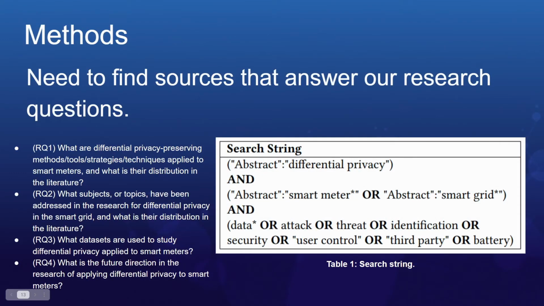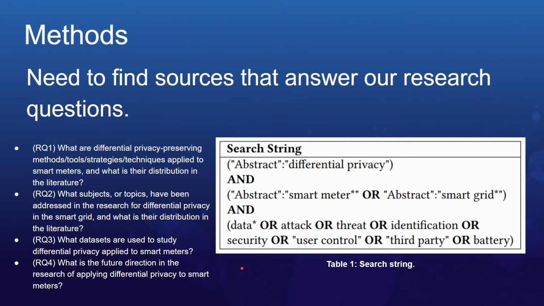Now, using these questions, we needed a way to search for research papers systematically. We needed papers that would answer these questions specifically. So what we did was we pulled keywords out of our questions and searched for these in the body of our text. So we searched for data, attack, threat, identification, security, user control, third party, and battery. Some of these as the full 2 words, user control, and some of these we wouldn't worry about whether there were more letters connected after data.